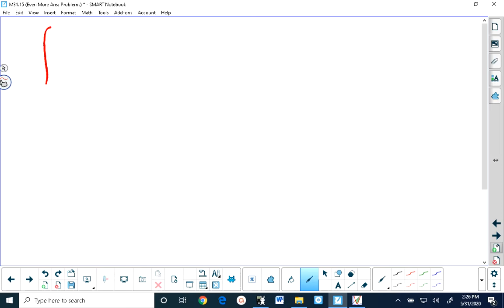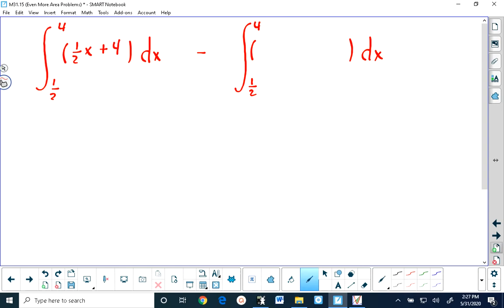And it turns out that when you have integrals that you are adding or subtracting that have the same upper and lower boundaries, they're both from 1/2 to 4. This is 1/2 x plus 4. By the way, 1/2 x plus 4 is called the integrand. It's what you're anti-differentiating. The integrand of the second one is x squared minus 4x plus 6.